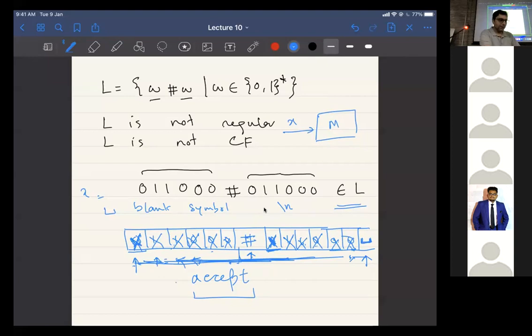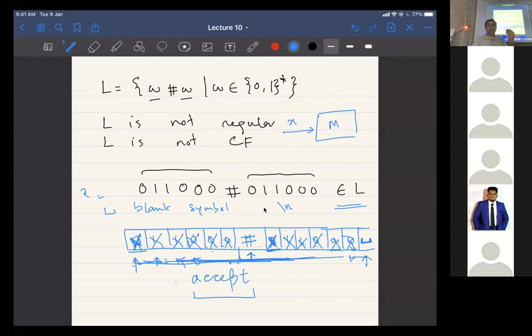Yes, sir. Sir, so this tape will work differently for different languages, right? What will work differently? The tape, the way that it worked for this language, it's not necessary that it works the same way, right? The tape does not do anything. The tape is just a tape where we store symbols, right? We read symbols from the tape, and we update symbols on the tape.